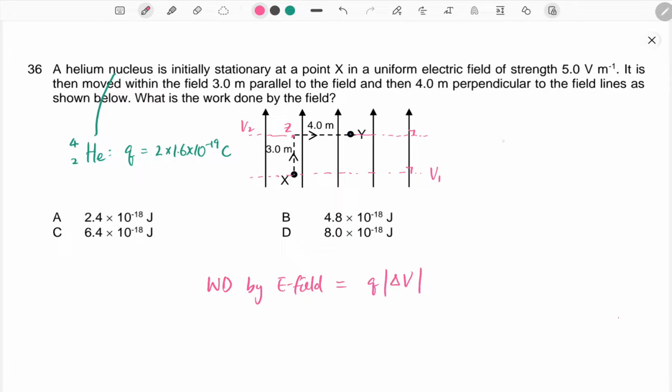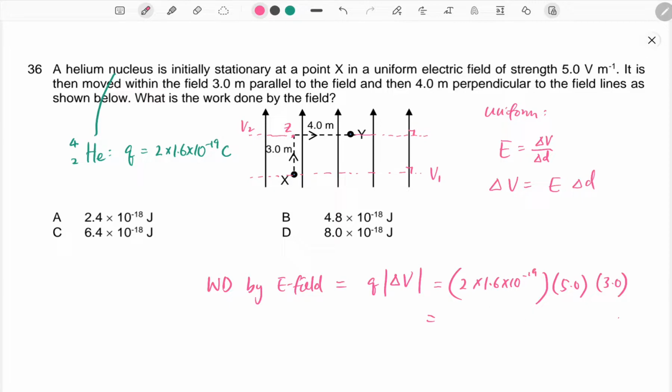How do we find delta V? We know the E field. E field is delta V over delta D for a uniform field. Then, to find delta V, we can take E times delta D. So put that into the equation. Here we have 2 times 1.6 times 10 to the power of minus 19, times the E, which is 5.0, times the delta D, which in this case is 3.0 meters.